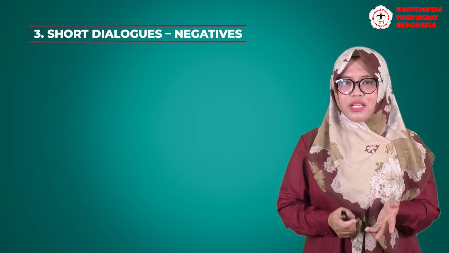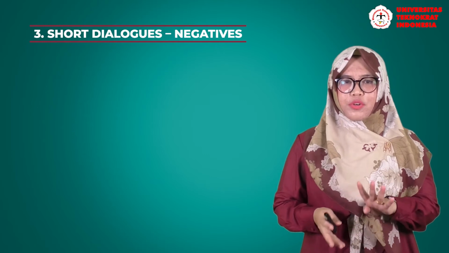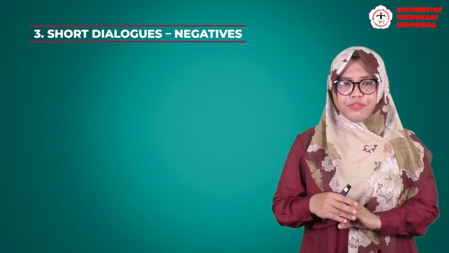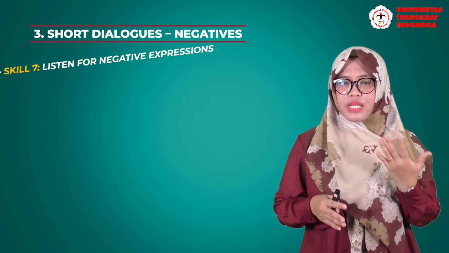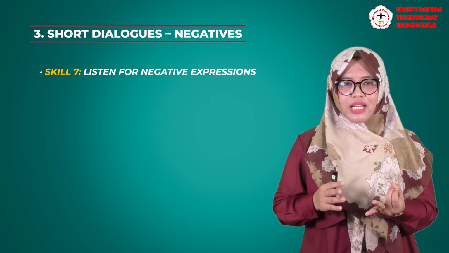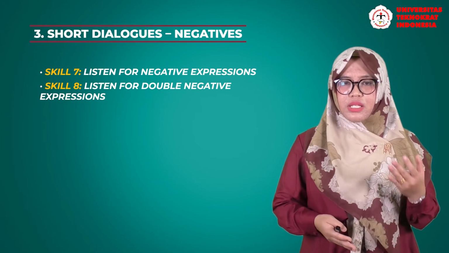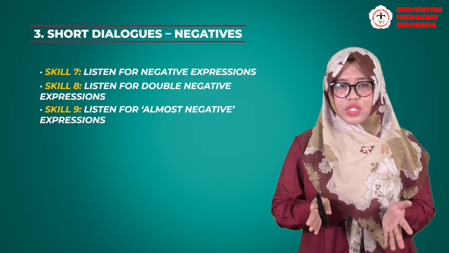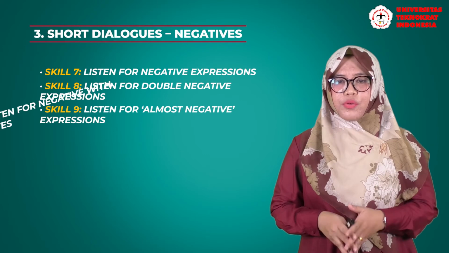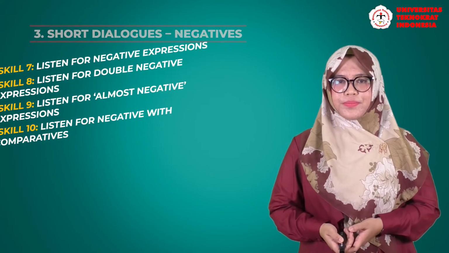We come to the third strategy. It is about short dialogues for negatives. There are 4 skills in this strategy. The first skill is listen for negative expressions. The second skill, you have to listen for double negative expressions. The third skill is about listen for almost negative expressions. And the last, you have to listen for negatives with comparatives.